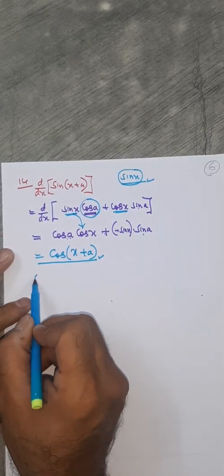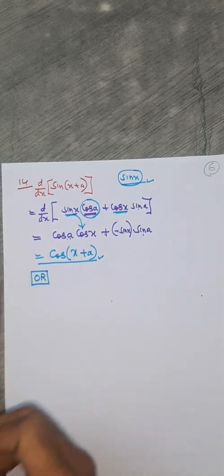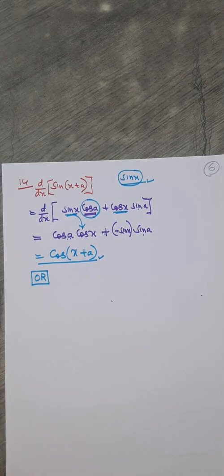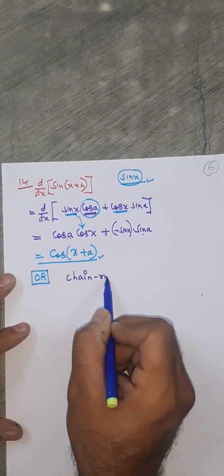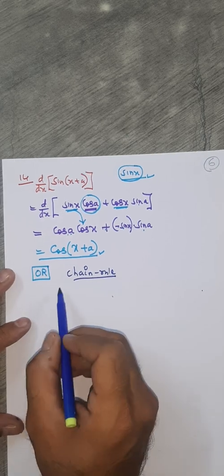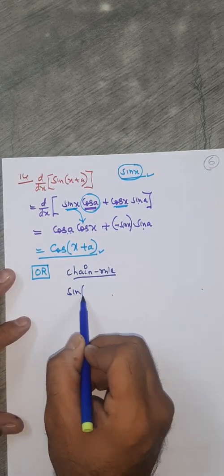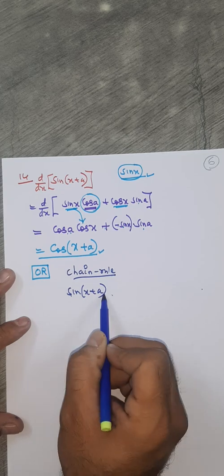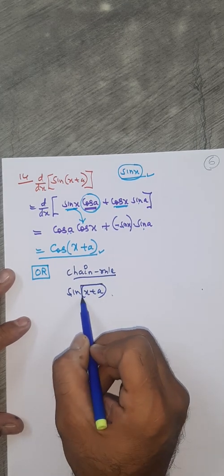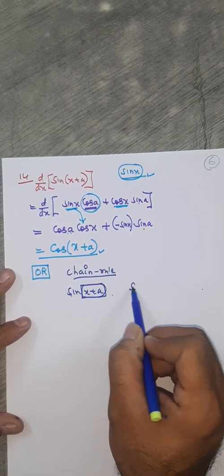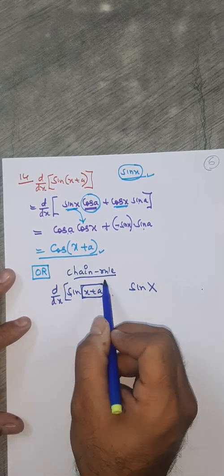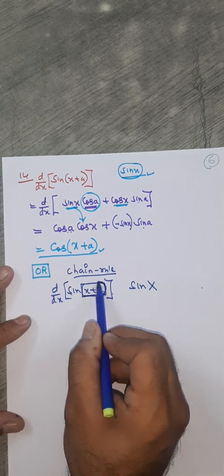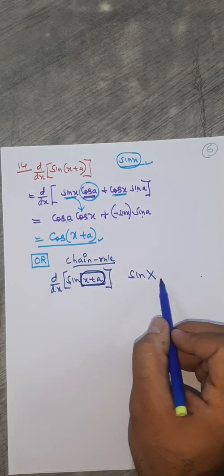Or you can do it by chain rule. This is not advisable in subjective, but in MCQ you can do this, or by chain rule. This is from 12th standard actually. See, what is the chain rule? You don't have the derivative of sine of x plus a, so you imagine this bracket is like x. So it looks like sine x.